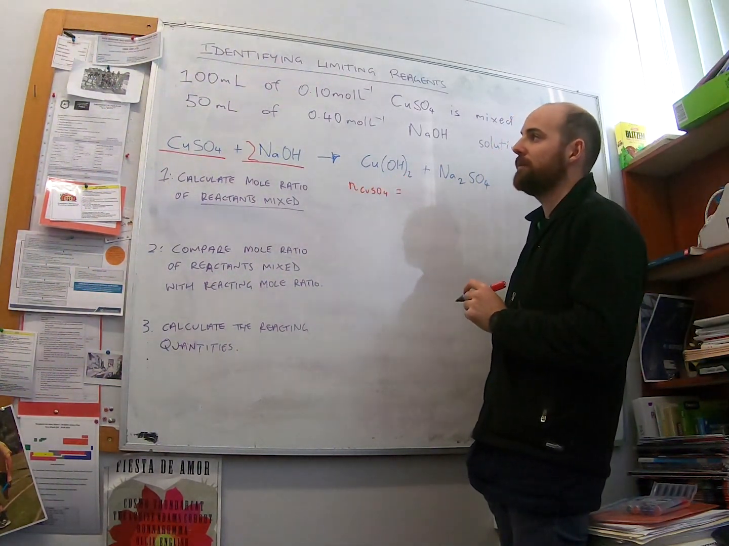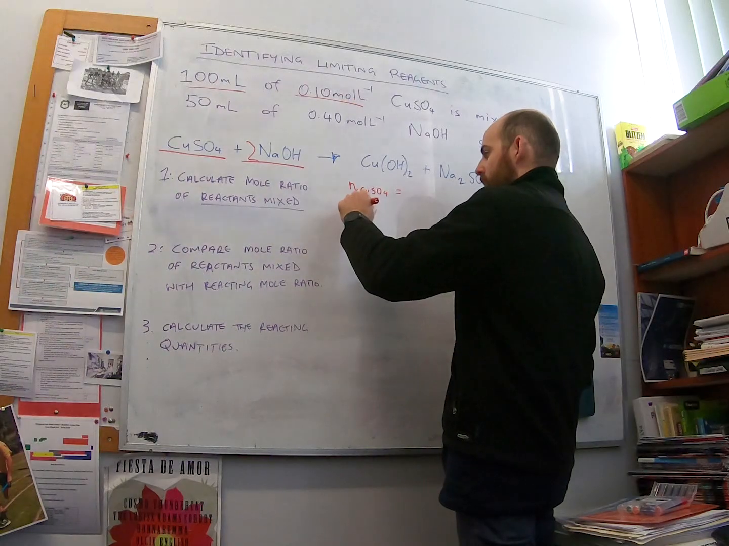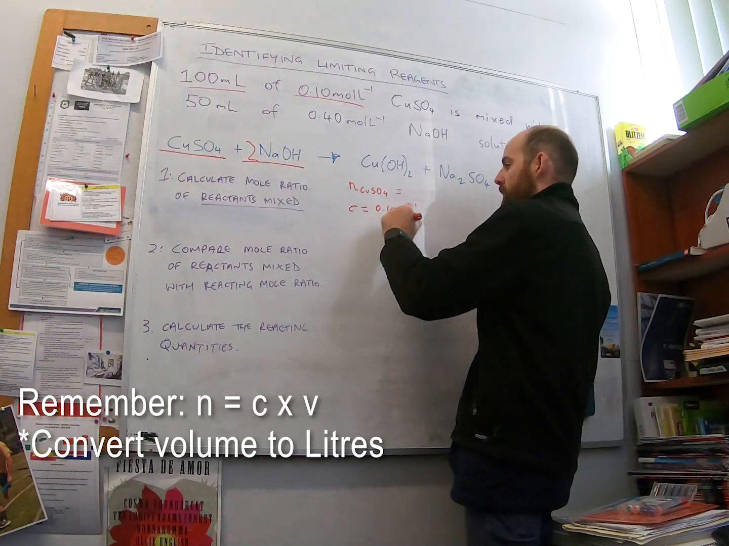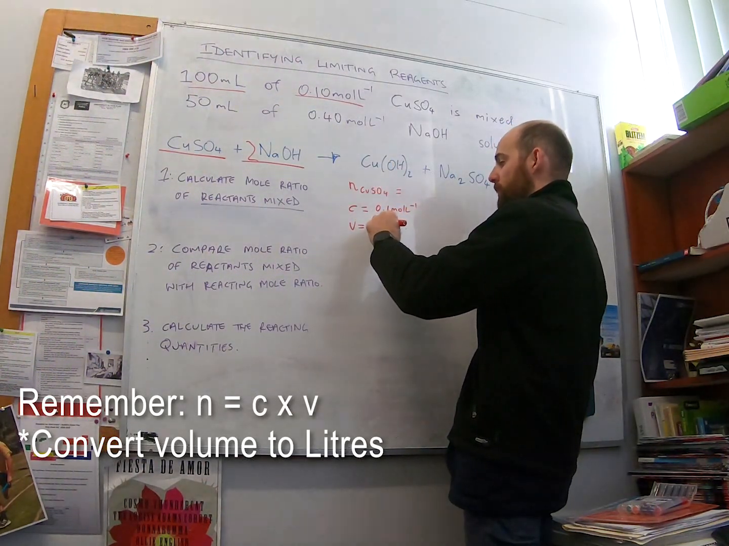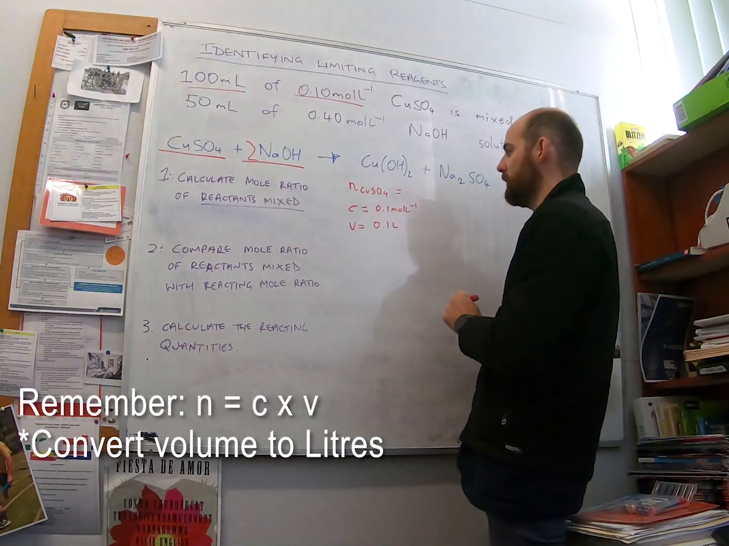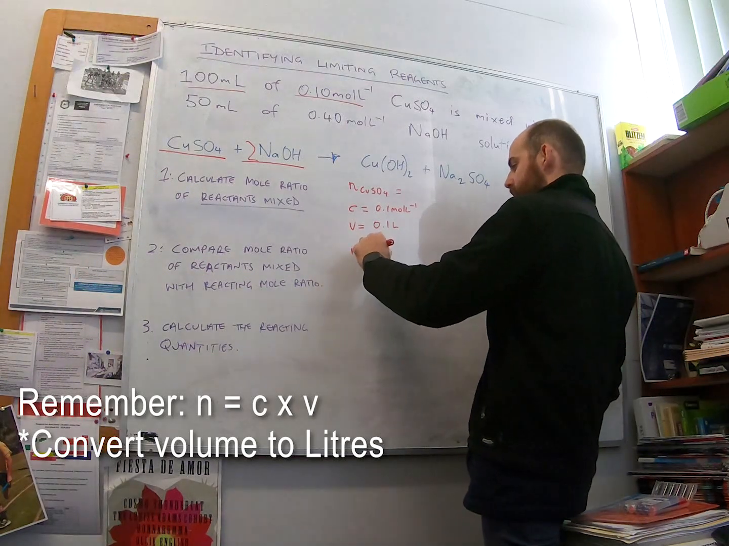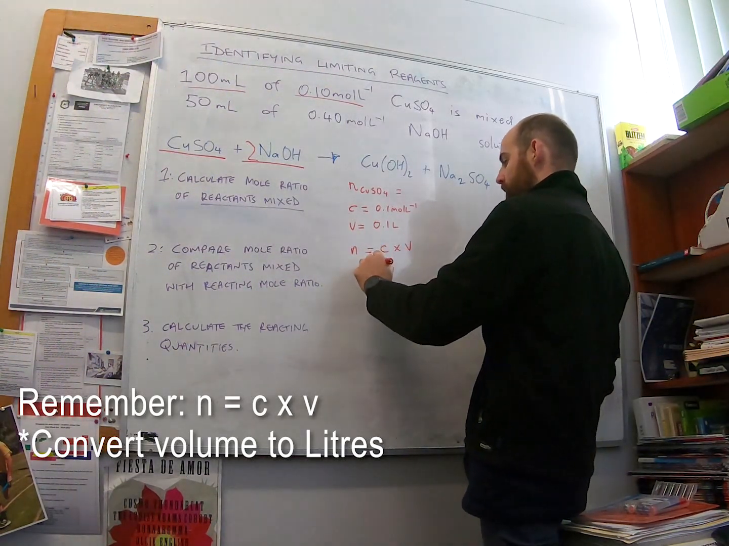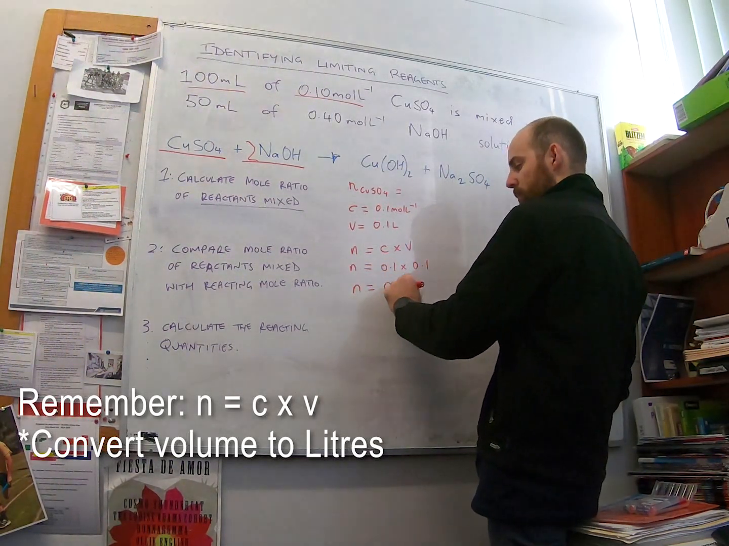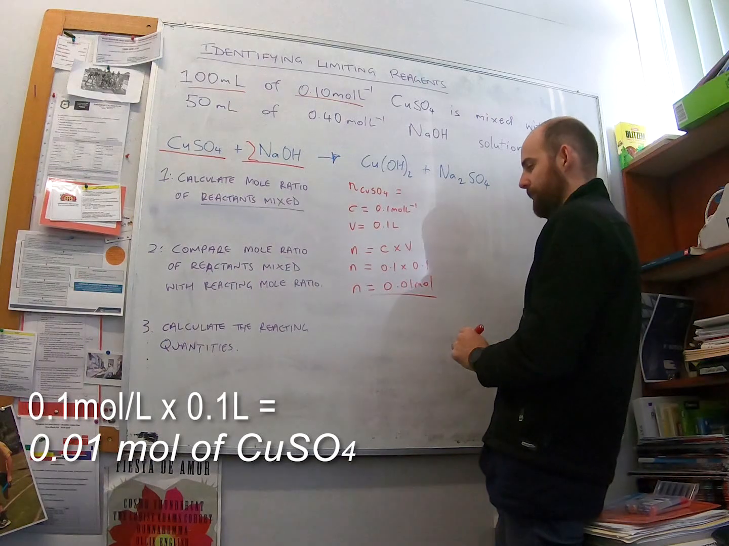Now we're given the volume and the concentration of copper sulphate. Concentration is 0.1. Volume is 100 mils, so 0.1 litres. Moles equals concentration times volume. Times 0.1, which gives us 0.01 moles. That's for copper sulphate.